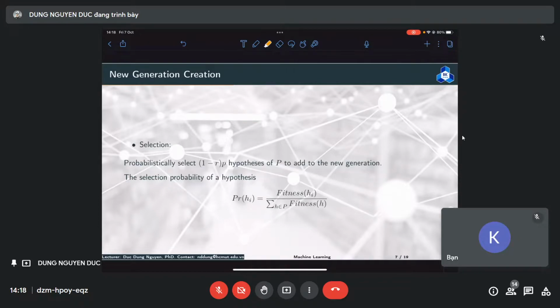And then we are going to formalize those things into formula, as you may see here. First, we calculate the probability, right? We are going to select 1 minus r p hypothesis in p to add to the new generation.